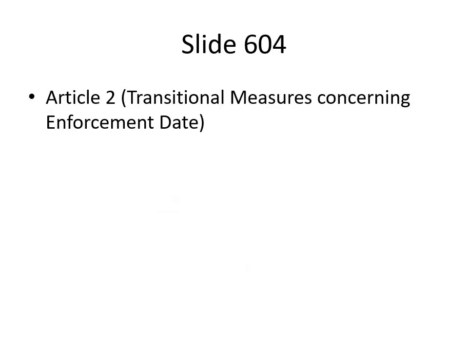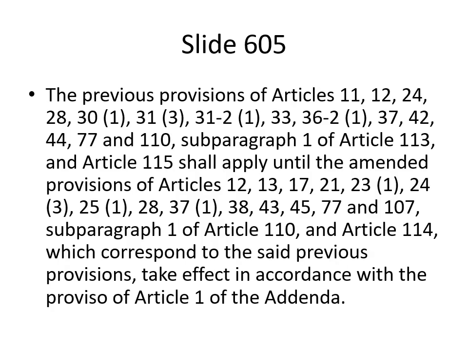Article 2, Transitional Measures concerning enforcement date. The previous provisions of Articles 11, 12, 24, 28, 30(1), 31(3), 31 to 2(1), 33, 36 to 2(1), 37, 42, 44, 77 and 110, subparagraph 1 of Article 113, and Article 115 shall apply until the amended provisions of Articles 12, 13, 17, 21, 23(1), 24(3), 25(1), 28, 37(1), 38, 43, 45, 77 and 107, subparagraph 1 of Article 110, and Article 114, which correspond to the said previous provisions, take effect in accordance with the proviso of Article 1 of the Addenda.